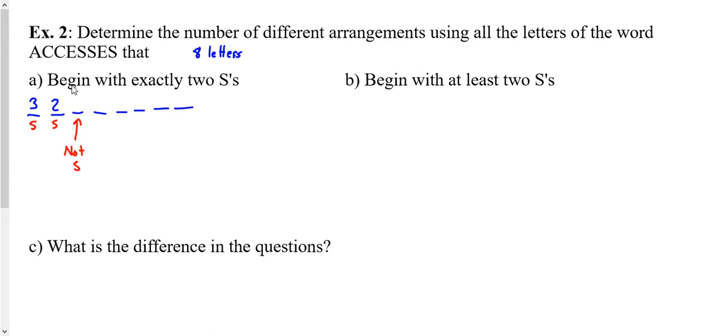So in exactly 2 S's, how many letters are not S's here? Well, we have A, C, C, E, and E, so that's 5 different letters that are not S's there. So we got S, S, not S, and then every other letter will just be whatever's remaining. So you've already used up 3 letters here. How many letters left over? 5, 4, 3, 2, 1. And there we go.